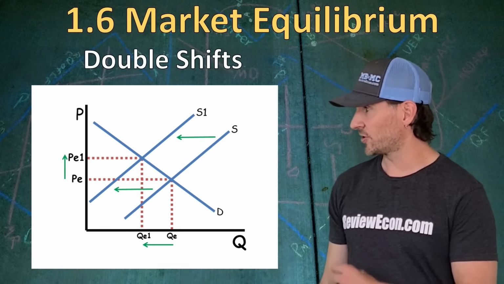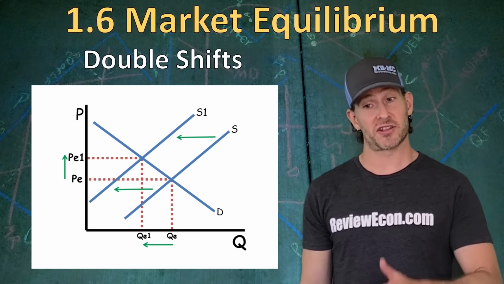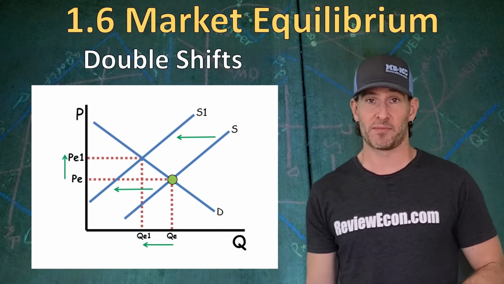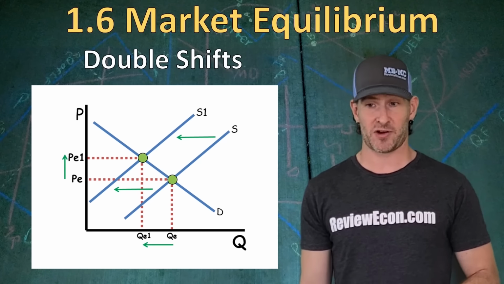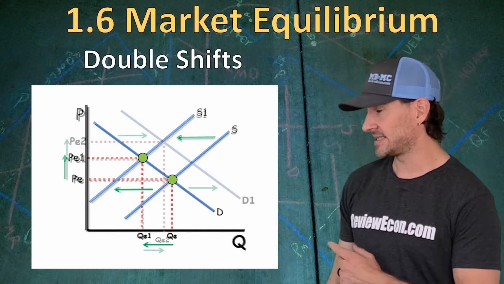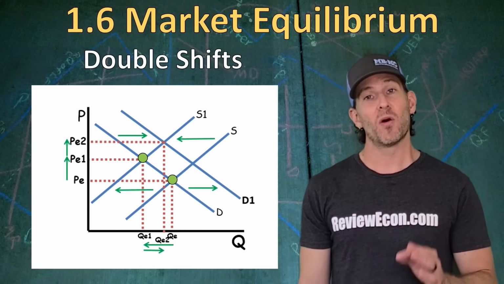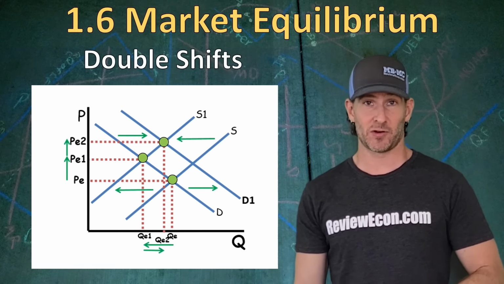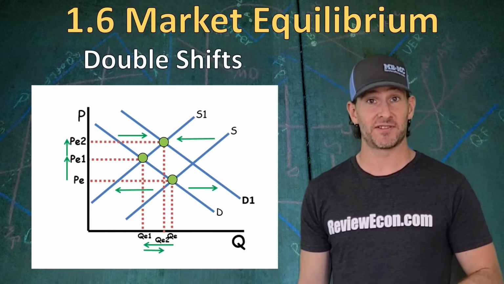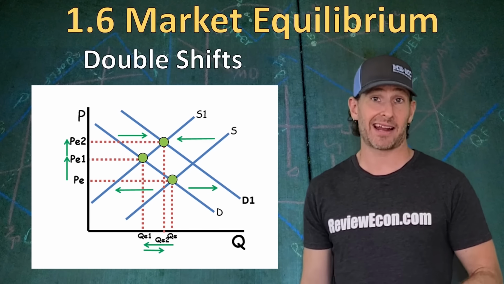Here we have a decrease in supply. That caused the price to go up and the quantity to go down. So we move from one equilibrium point to another equilibrium point. If we add another shift, an increase in demand here, we now have a third equilibrium point. How does this combined double shift impact the price and quantity?